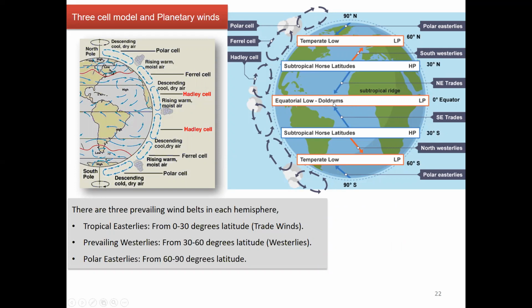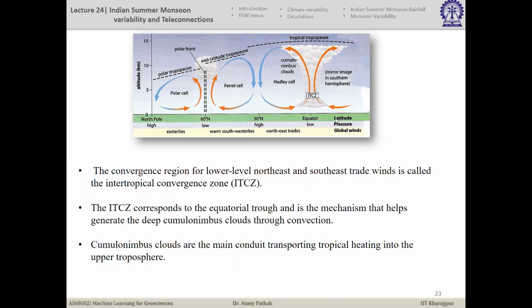And these are the regions where most of the productivity takes place. Productivity in terms of plants on the land surface, whereas in the ocean there is a greater amount of phytoplankton over this region compared to the subsiding region. So coming back, we have strong low pressure formation here, strong high pressure formation here, and these are the three cells. This is the northern hemisphere, and the same is happening in the southern hemisphere as well.